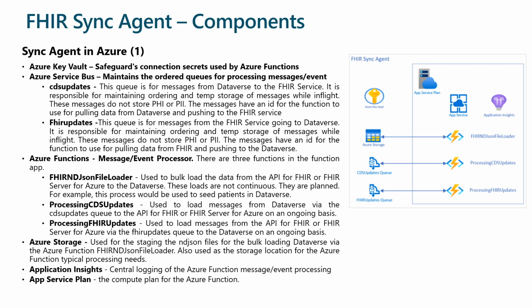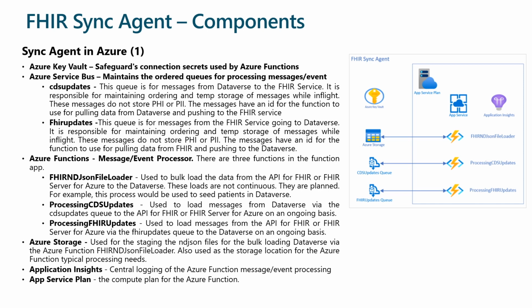The first one is the FHIR ND JSON file loader, which is essentially used to bulk load data into the Azure API for FHIR. The next one is the processing CDS updates function, which reads the messages from the CDS update queue and processes it to the FHIR. The third one is the processing FHIR updates.